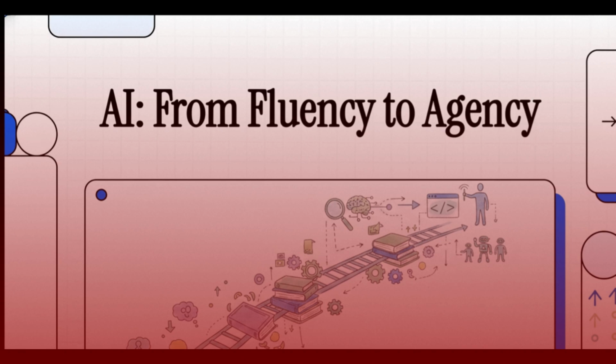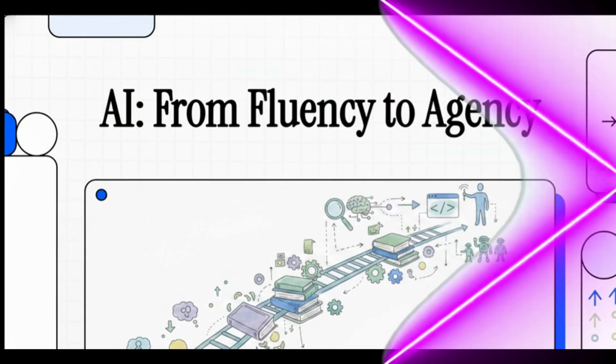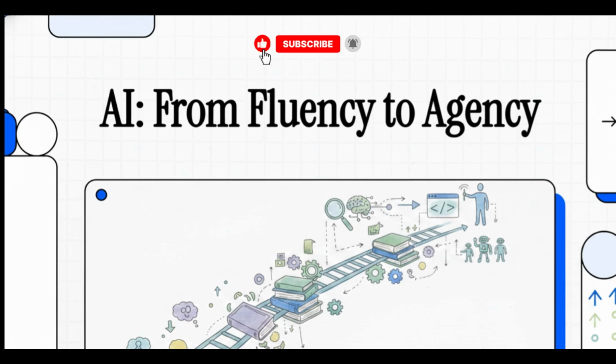Welcome to this explainer. Today, we are going to climb the cognitive ladder of AI mastery, starting with foundational philosophy and going all the way up to advanced agentic coding.